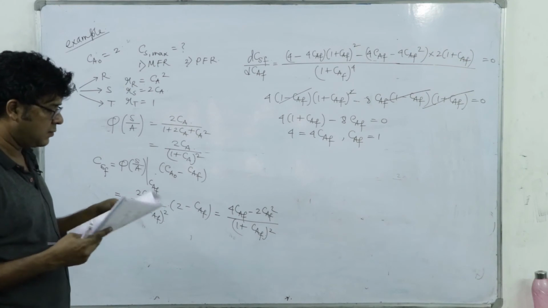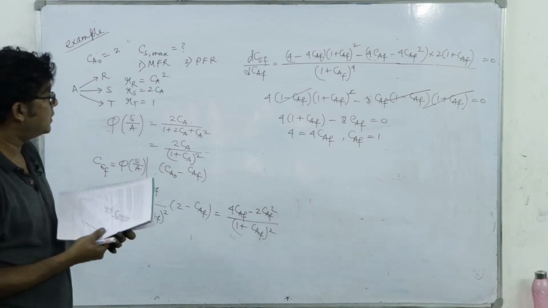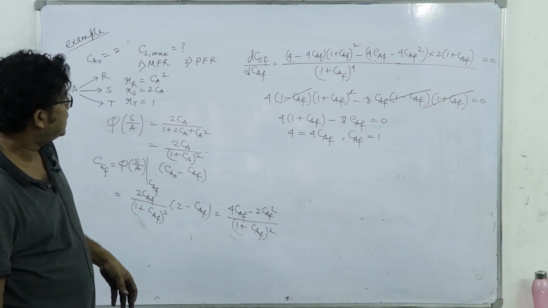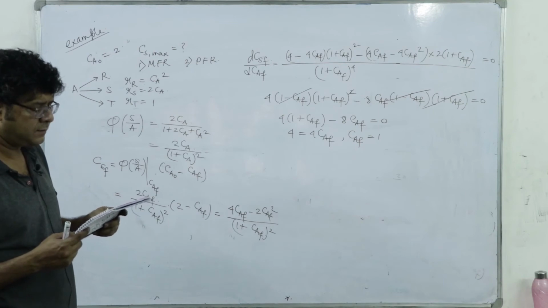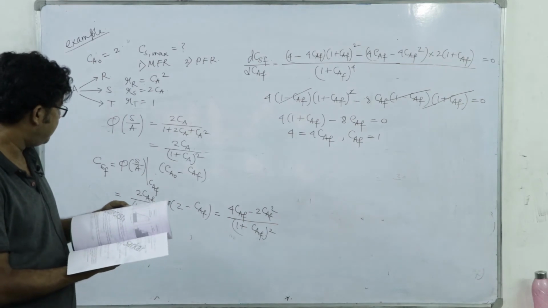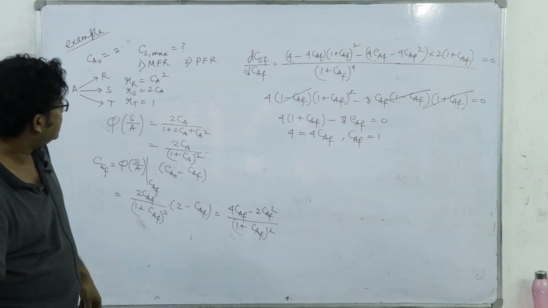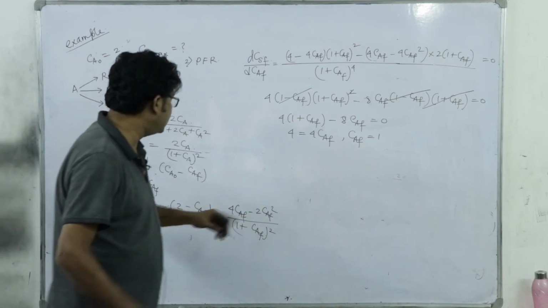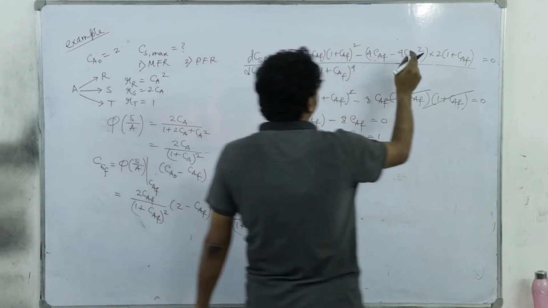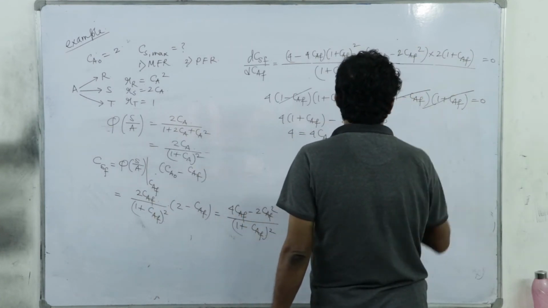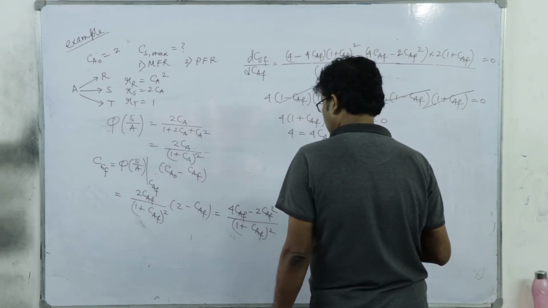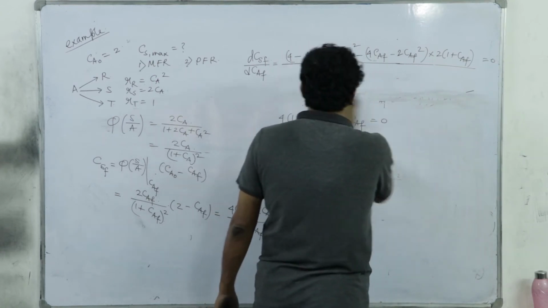So if CAF is equal to 1, here it is given half. Oh, this is 4 minus 2. So you have made a mistake. No, here it is 4, so this one must be 2, right? This one was 2. Yeah, so it will change a little bit.